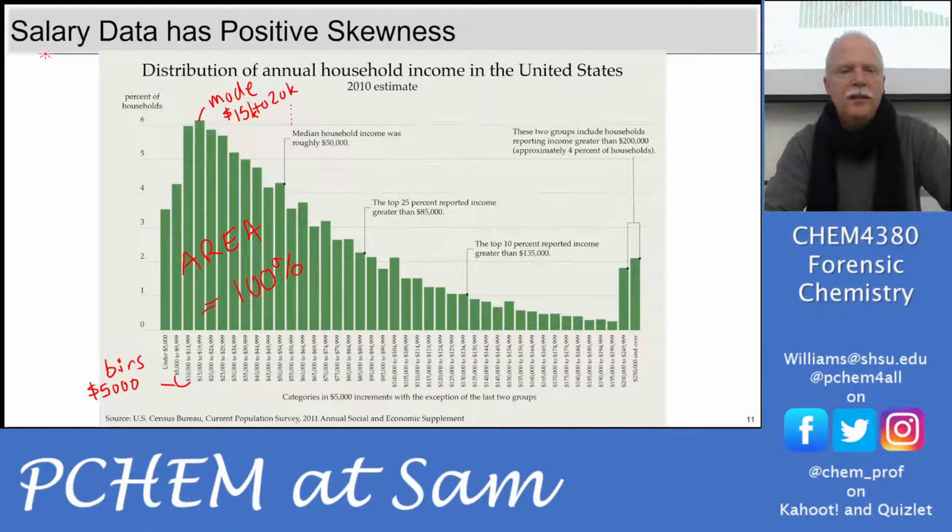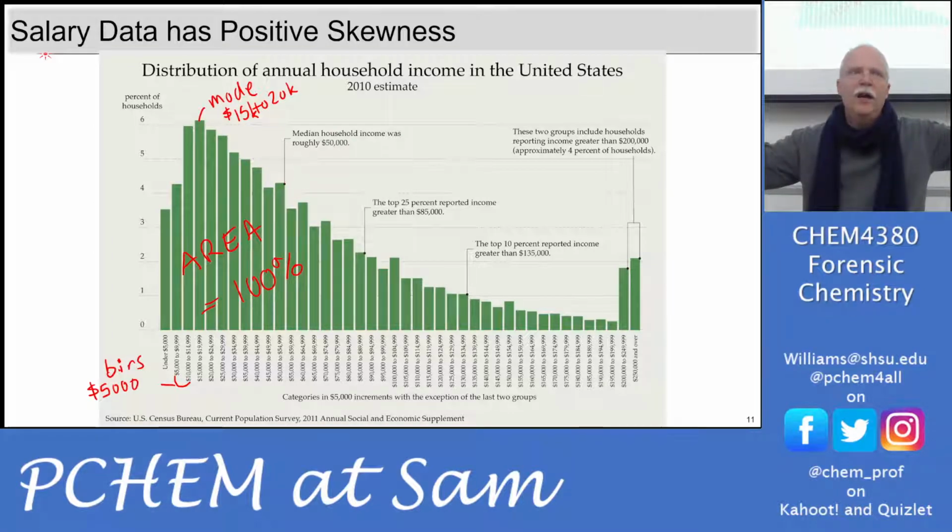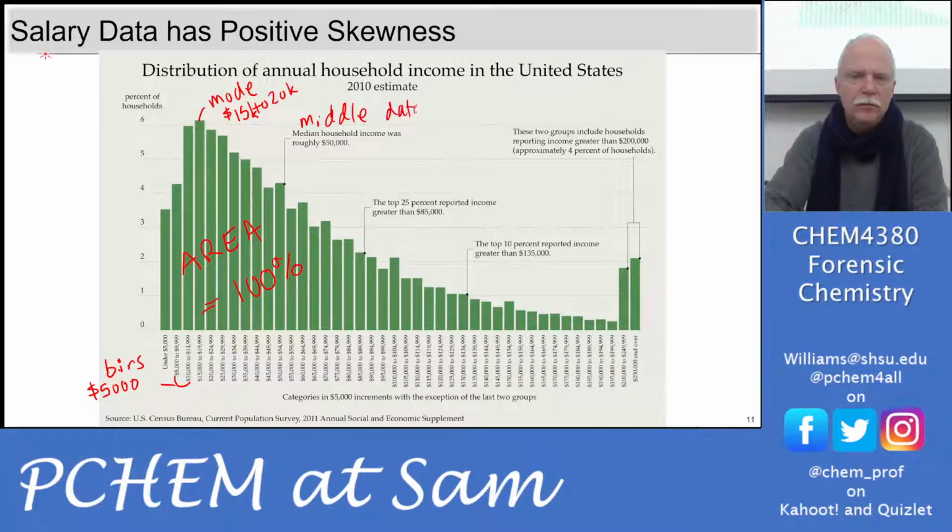Okay. This is the median household income, roughly 50,000. So that's the middle data point. If you were to sort all of the salaries from high to low, the middle one is the median. And then it doesn't show the mean, but the mean is somewhere up here. So the mean is always higher than the median if there's skewed data points. So say the mean is 65,000.